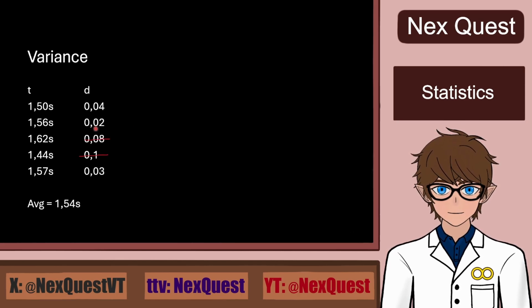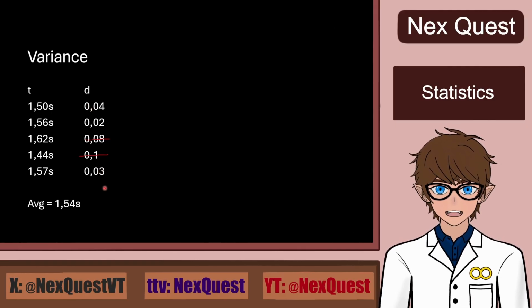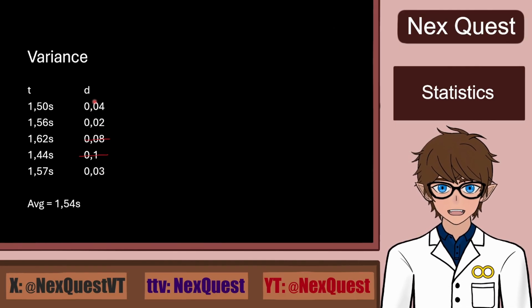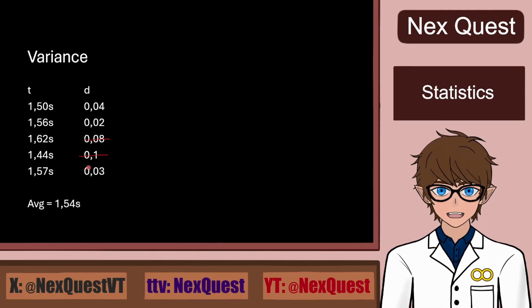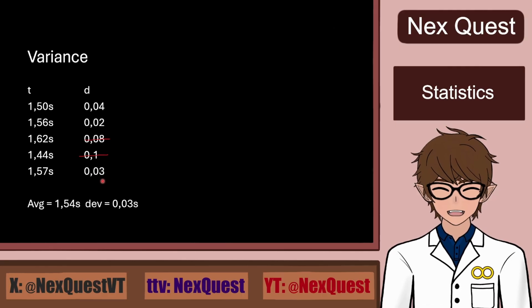Now we take the remaining differences, and we get their mean value, or the average, and that will be our deviation. So 0.04 plus 0.02 plus 0.03 divided by 3 is 0.03. Or at least it was something like this.